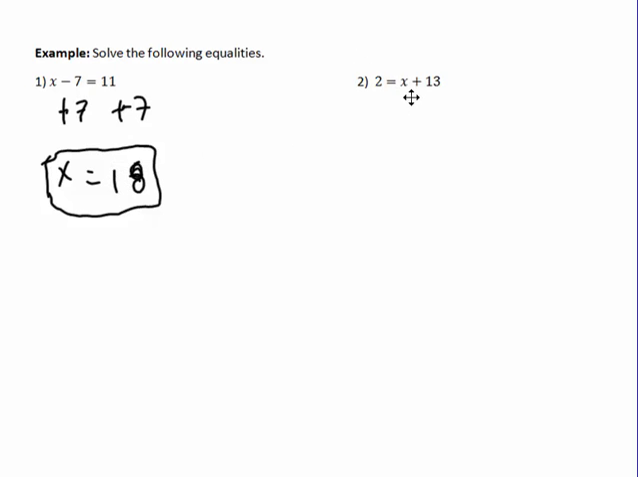And over here for this one, my variable's on the right-hand side, but that's okay. I still know that in order to get x by itself, I have to subtract 13. And here I'm going to subtract 13, and 2 minus 13 is negative 11. And that gives me my value for x. I wanted to go through these problems because I just wanted to remind ourselves exactly how we solve these one-step problems with addition and subtraction.